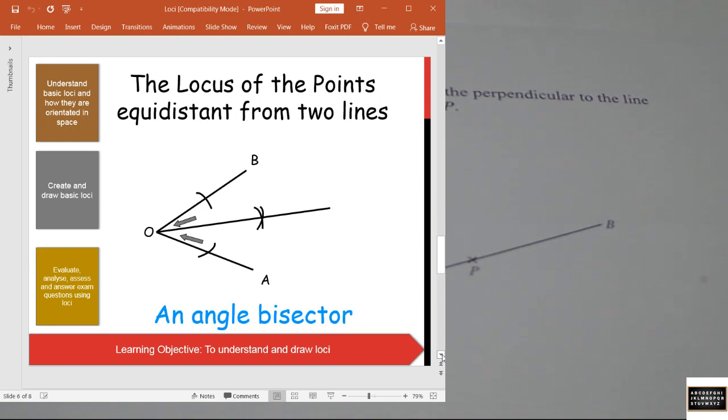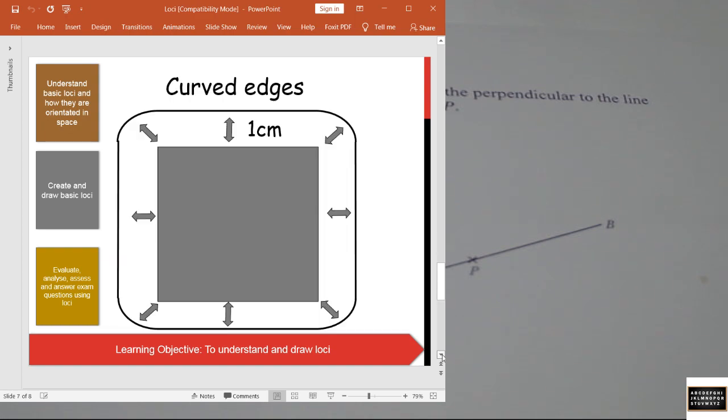And then this one here is an angle bisector. So that is the points that are the same distance from two different lines. If you hear mention of two lines in a question, then usually you'll need to use the angle bisector. Again, you'll see that used today, and I'll show you how to do it. Again, a pair of compasses is pretty vital for this.